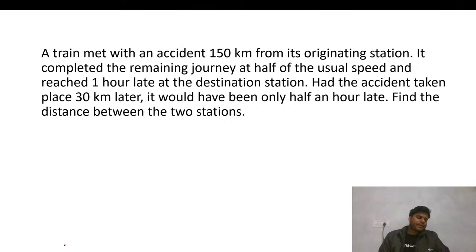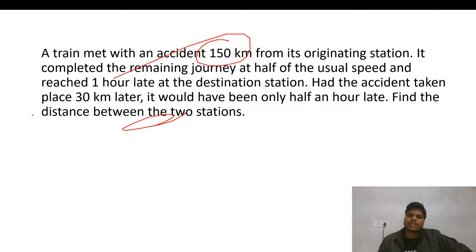I hope you guys are trying. A train met with an accident 150 kilometers from its originating station. It completed the remaining journey at half of the usual speed and reached 1 hour late at the destination station. Had the accident taken place 30 kilometers later, it would have been only half an hour late. Find the distance between the two stations.